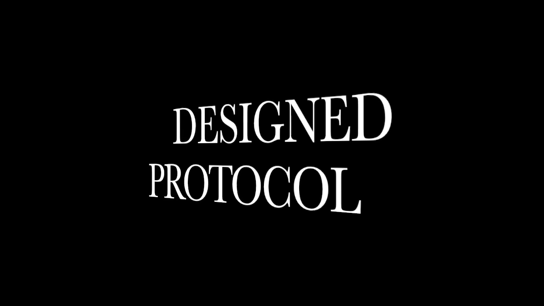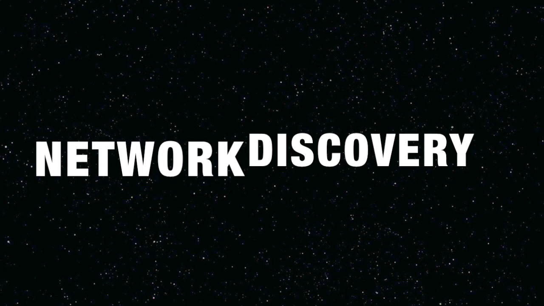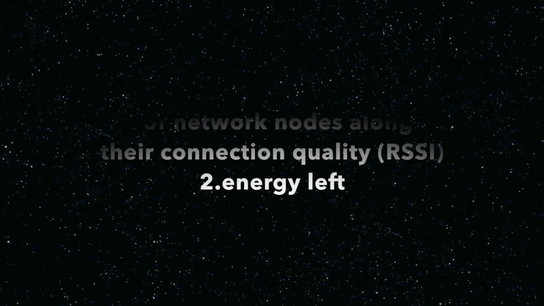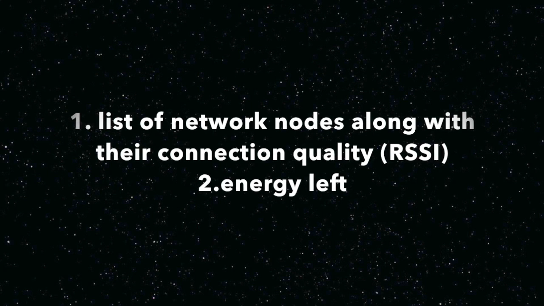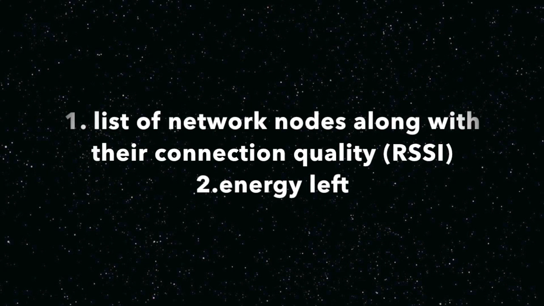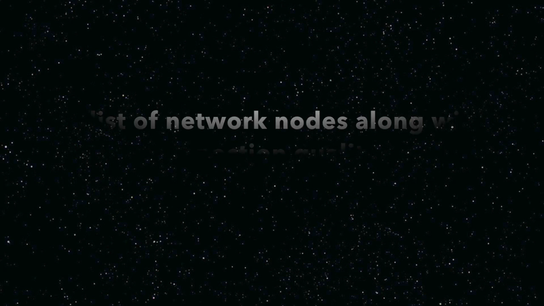The protocol design is divided into three phases. In the first phase, that is, the network discovery phase, all the nodes of the network transmit the following information to the base station. First, the list of the neighbor nodes with their connection strengths, that is, their RSSI values. Second, the energy left in the node.